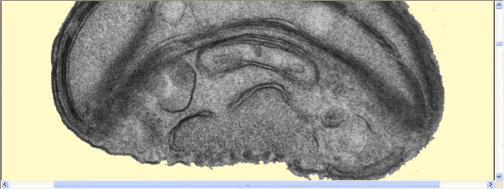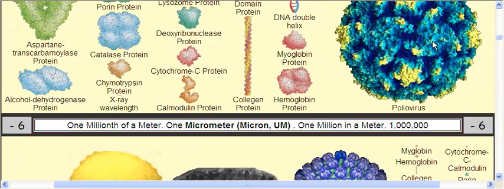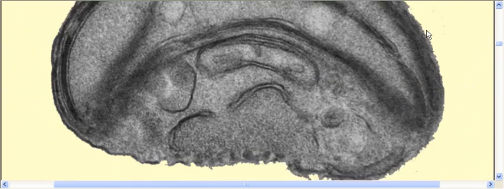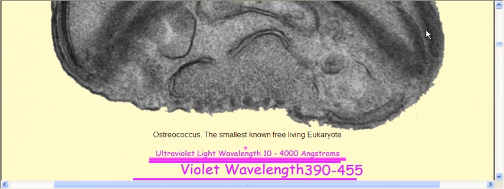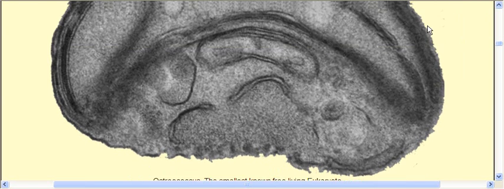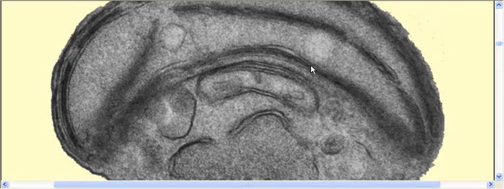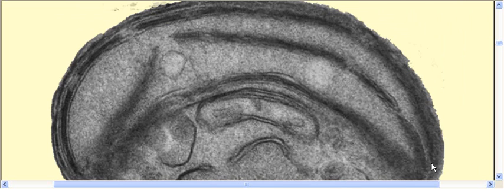Okay, part 2. This is the DNA chromosome, and we're in section -6. DNA chromosome right next to the smallest known free-living eukaryote. It's the smallest animal. It's called the osteococcus. The osteococcus with all of its nucleuses and its everything, organs and such.